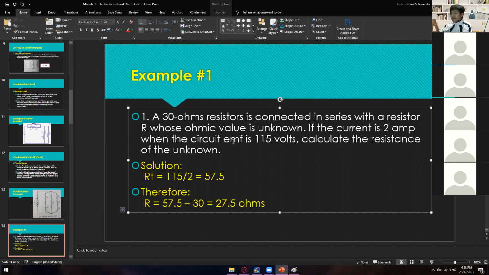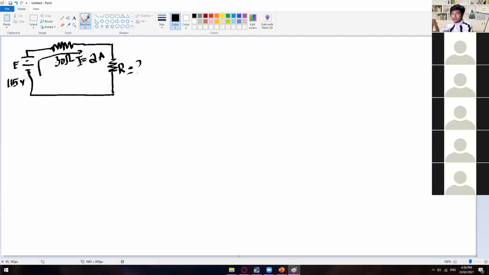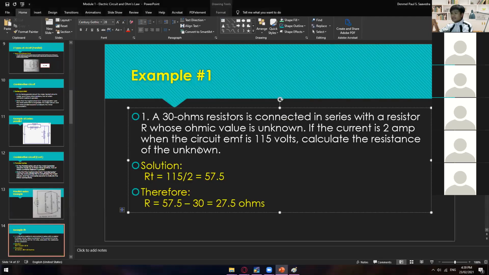So when the circuit EMF is 115, so your voltage source is 115, which is this one. So calculate the resistance of the unknown, okay? So the first thing that you need to do here is get the total resistance. So we have here the voltage divided by I.